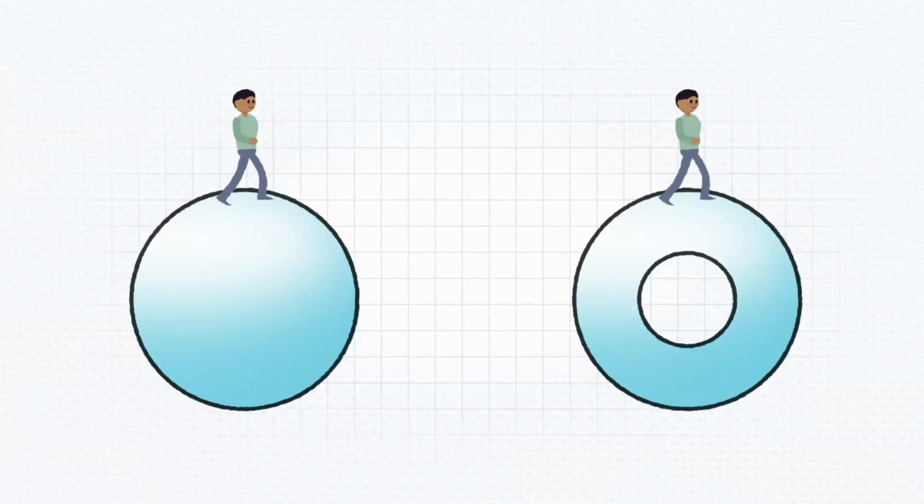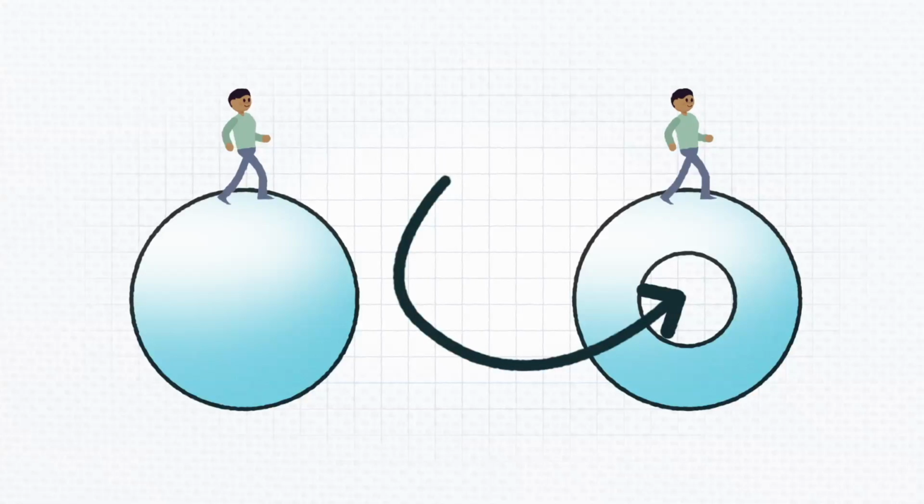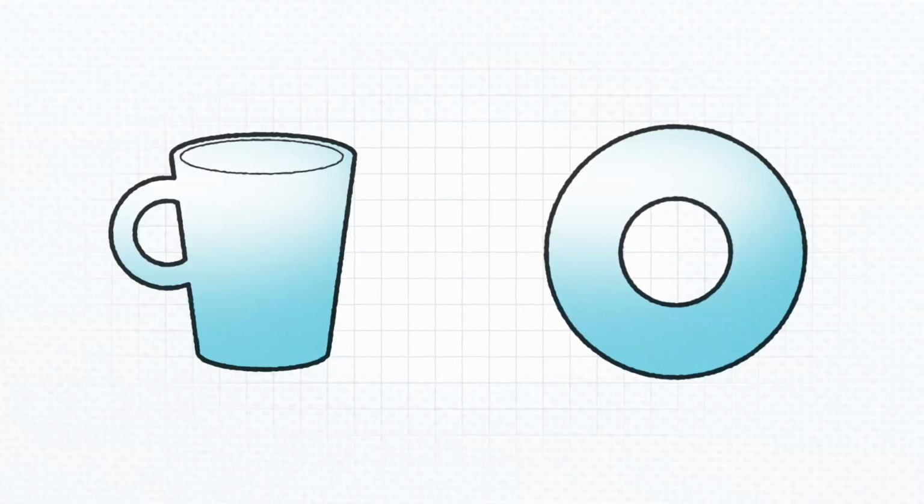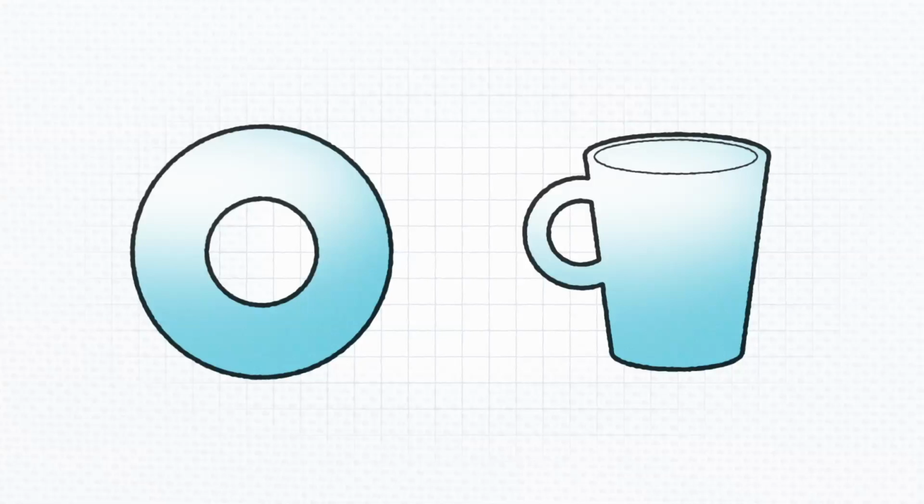For example, you can't tell from the surface whether you're on a donut or a sphere. But nonetheless, the hole in the middle makes the donut different from the sphere. Even if two shapes are very different, like this coffee cup and this donut, we say that they are topologically equivalent if they can be smoothly transformed into each other.